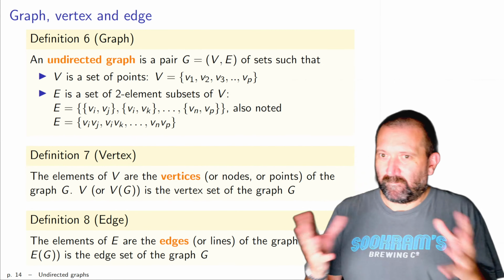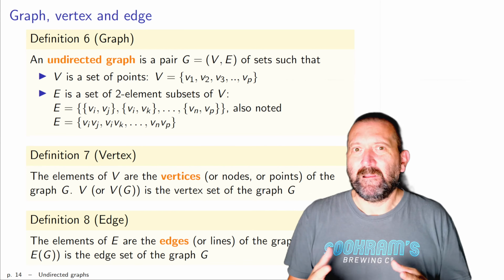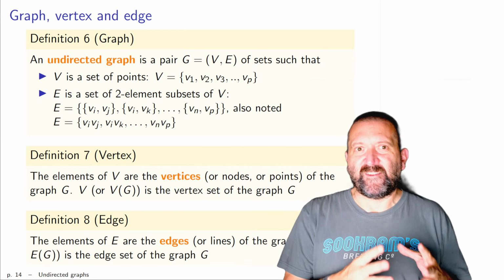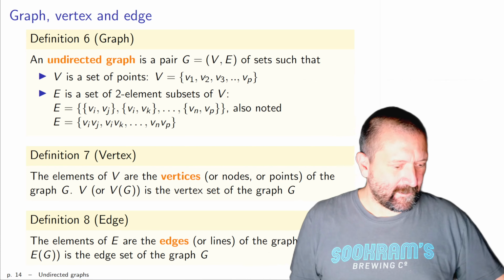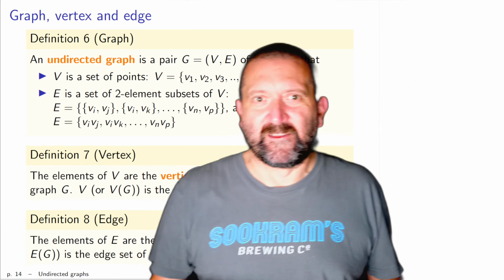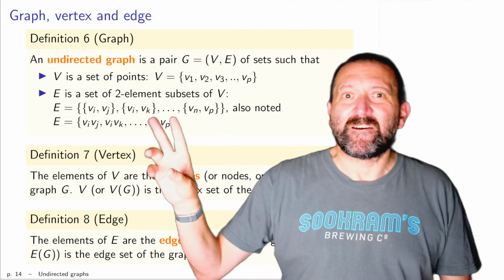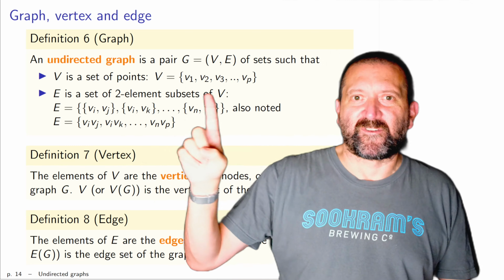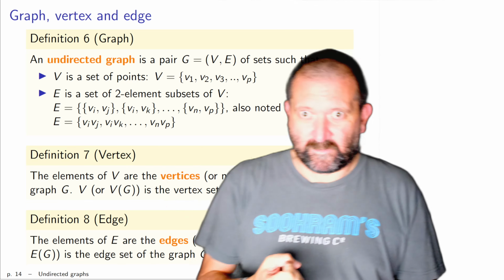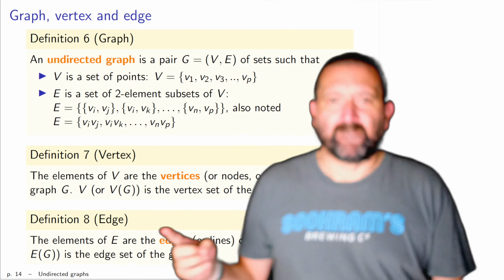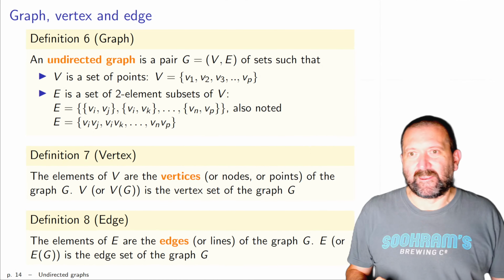So, to give a precise mathematical definition, an undirected graph is a pair of sets. One of the sets is a set of points, V1 to Vp, and the other set is a set of pairs of points. It's a set of two-element subsets of this set of points. So the points are what we call the vertices, and the sets of points are the edges or lines in the graph.